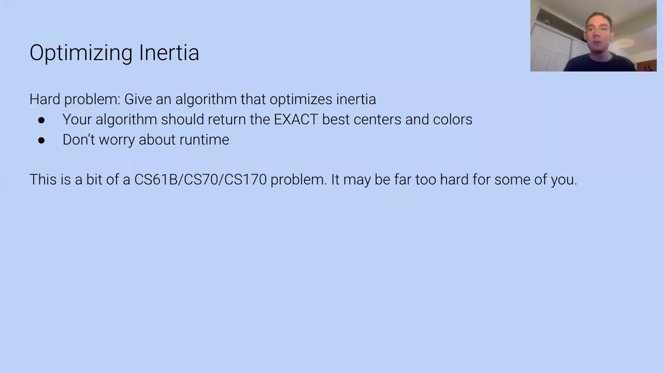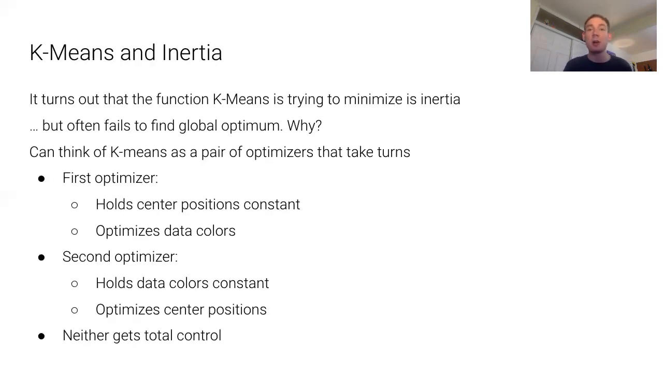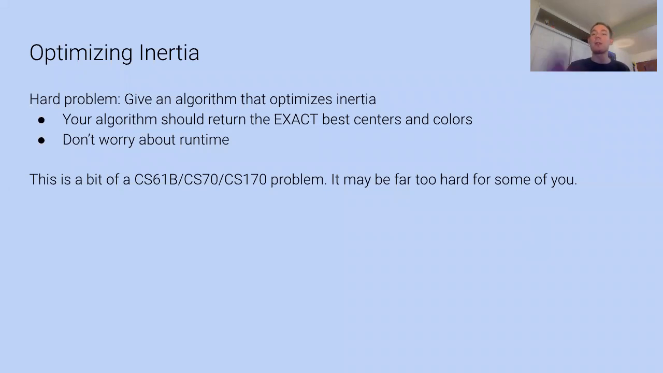Okay. So another thought experiment for you is to come up with an algorithm that optimizes inertia. What your algorithm needs to do is return the exact best centers and colors 100% of the time. K-means, as we saw, obviously doesn't work 100% of the time. And don't worry about how long it's going to take. This is a pretty hard question. It's an algorithm-based question, 61B, 70, 170. I actually haven't taken either CS70 or CS170. But in any case, maybe think about it for a second. Again, it could be a really challenging problem. And yeah, pause the video and come back.